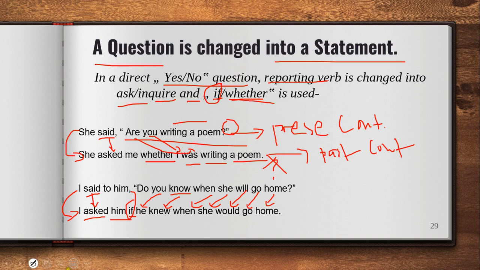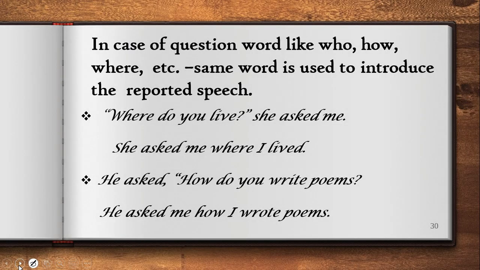Next, what about a WH question, or H question like how? In the case of question words like who, how, where, the same word is used to introduce the reported speech. For example, where do you live? She asked me, so we change to the indirect speech: she asked me where I live. There is no more question mark.